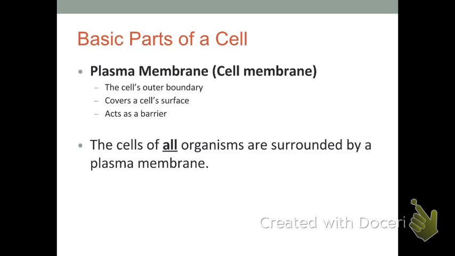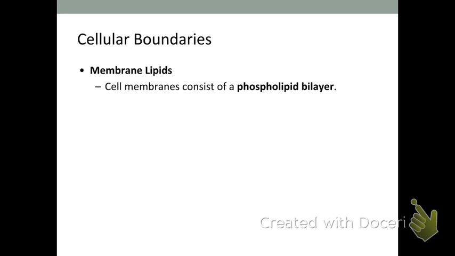Okay? All organisms, all living things, all cells have a cell or a plasma membrane. That's one thing all cells have in common. Our cells have them, plant cells have them, Chewy's cells have them, even bacteria cells. The most simple cell on Earth has cell membranes. All cells have them. So, cell membranes consist of what we call a phospholipid bilayer.